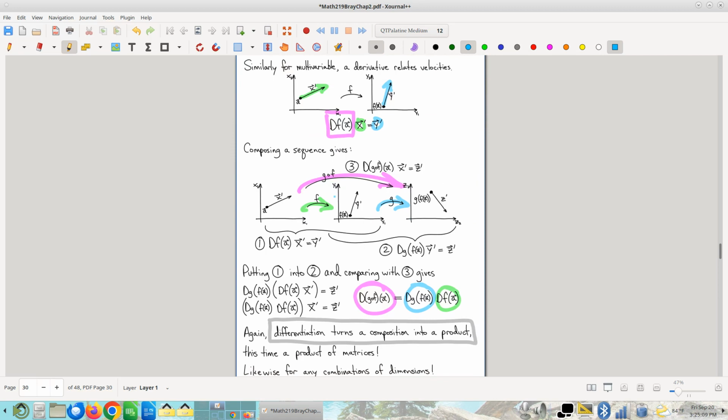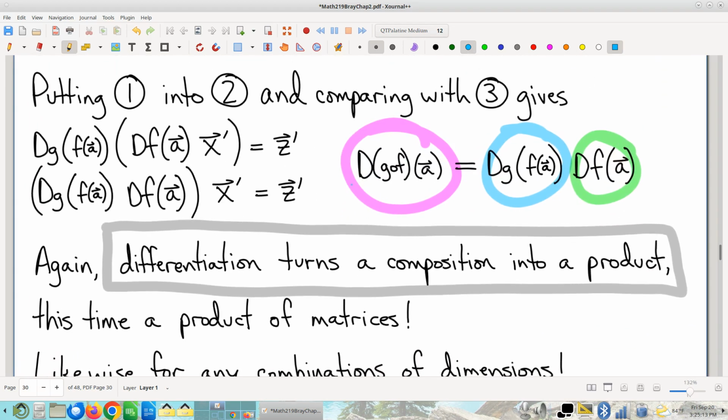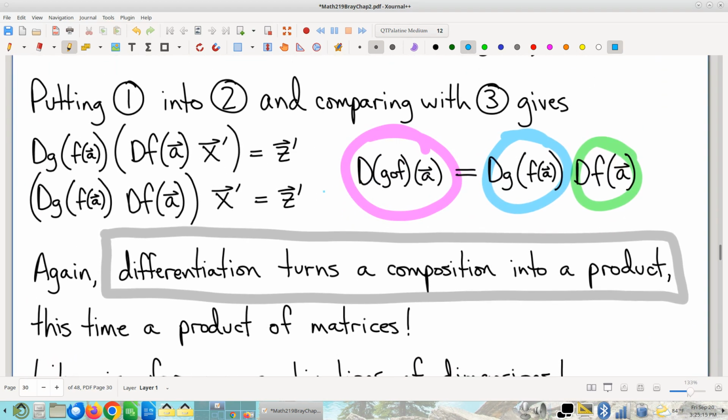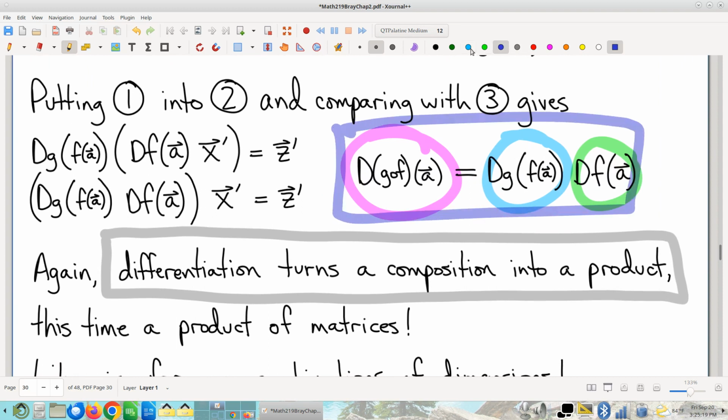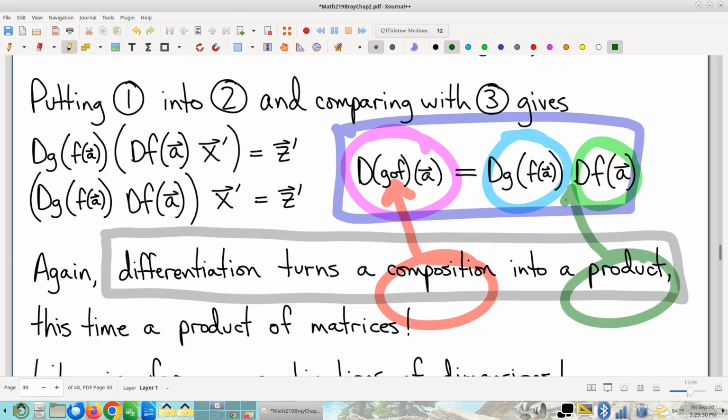What we get here is actually a very powerful statement about multivariable derivative matrices. Multivariable derivative matrices multiply. And so again, we are turning a composition into a product. Just like in single variable.